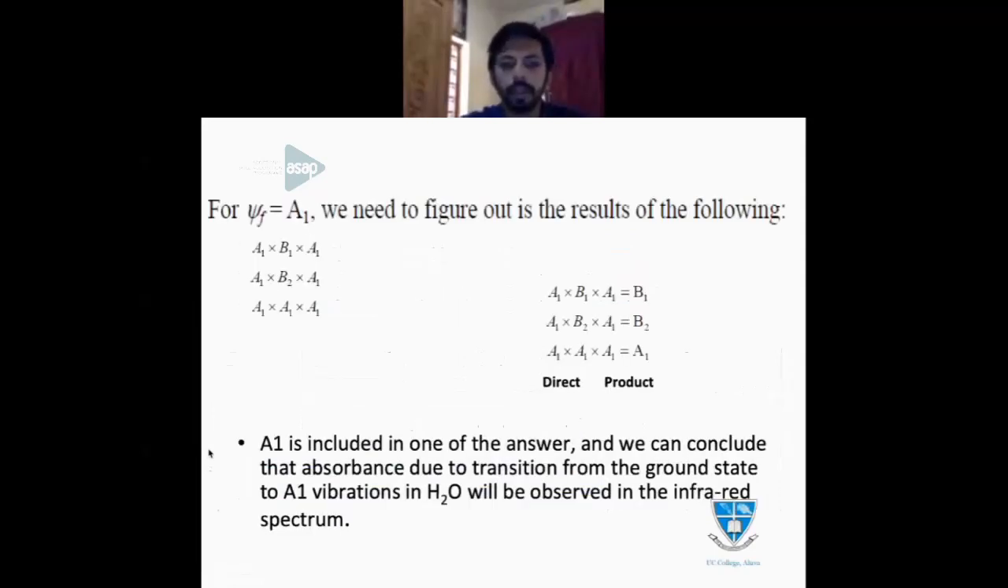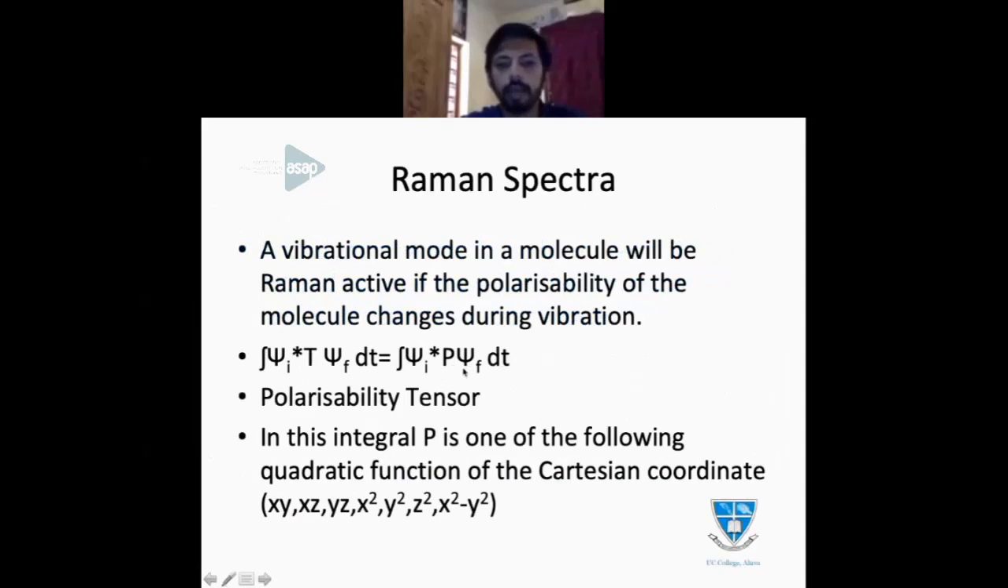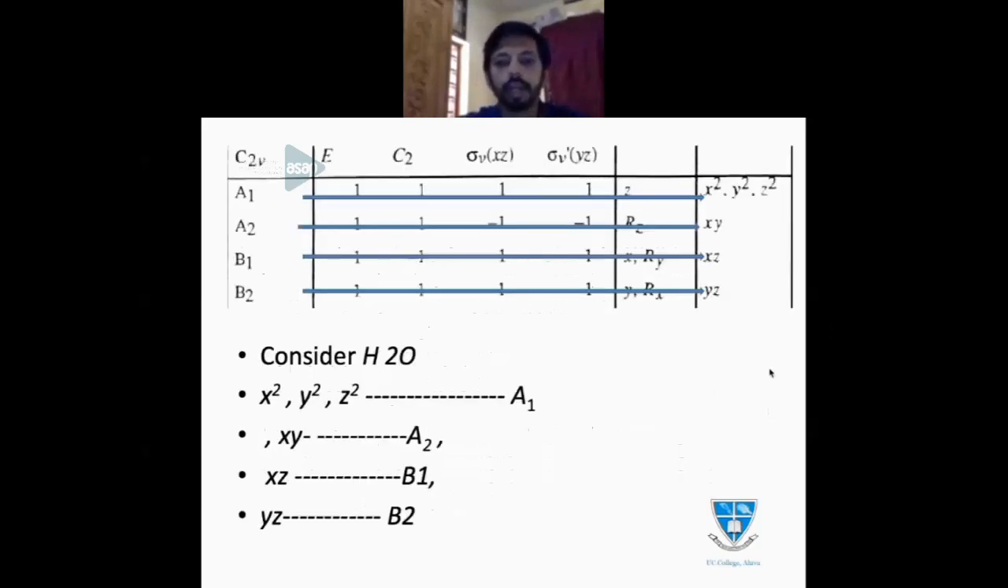Then in Raman spectroscopy, you have seen that the transition moment integral takes the form of the integral of psi I, P, psi F, d tau, where P is the polarizability tensor. In this integral, P is one of the quadratic functions of the Cartesian coordinates. Mu x, mu y, mu z take the symmetry of the x-axis, y-axis, and z-axis respectively. And here the polarizability tensor takes the quadratic functions of the Cartesian coordinates.